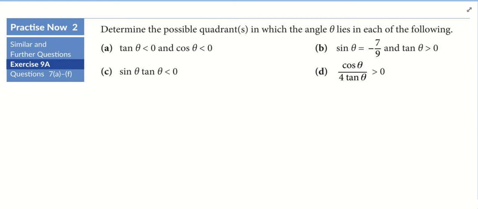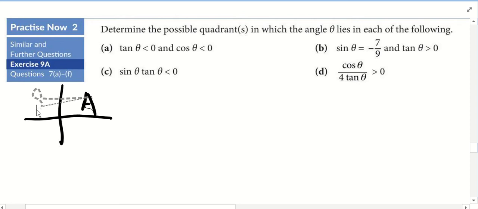Okay, we'll do a simple activity first. If you turn to practice now 2, it's on page 206. Alright, I'm going to make use of ASTC. So I'm going to draw out my ASTC first. ASTC. Then I'm going to do question 1.